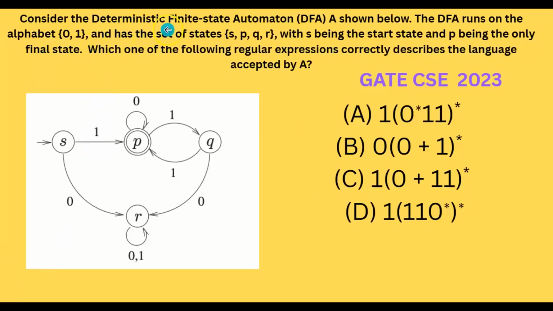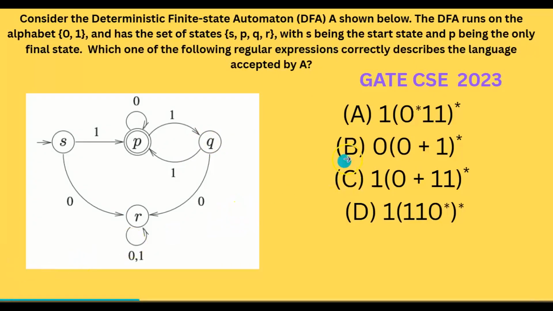Consider the deterministic finite state automaton DFA A shown below. The DFA runs on the alphabet 0, 1. That means the string can accept only zeros and ones and has the set of states S, P, Q, R. S is the start state and P is the final state. Which one of the following regular expressions correctly describes the language accepted by A?